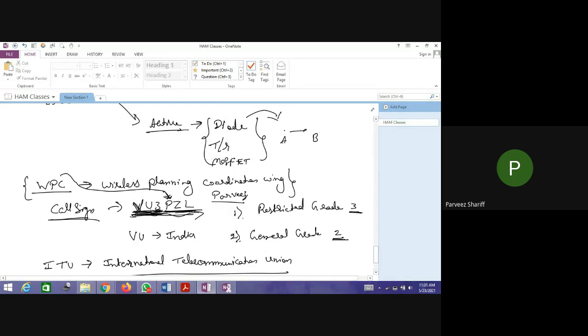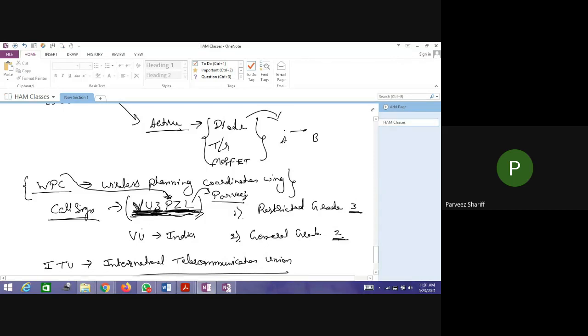The maximum number of characters will be 6. The first 2 characters will be the country code, and the numerical digit represents the grade. If it is 3, then it is restricted grade. If it is 2, it is general grade. The last 3 characters will have some close relation to your name, maybe, but not always. It depends on availability.